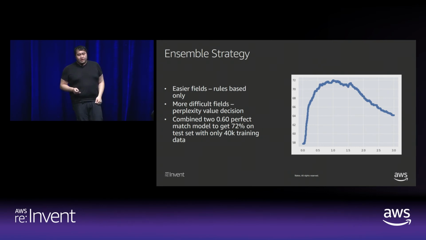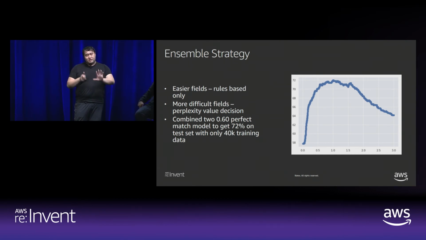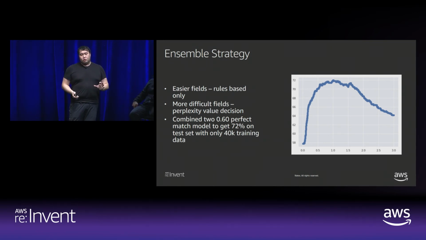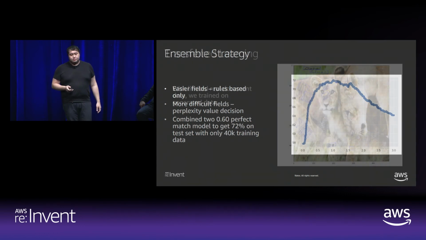With only 40K training data, we're able to get 72% accuracy on the test set. The number seems very low, but our test set is actually very difficult because we have a lot of receipts that are very noisy. We want to make sure that when we release this to the customers, we actually test it on a set that is harder than what we would expect.